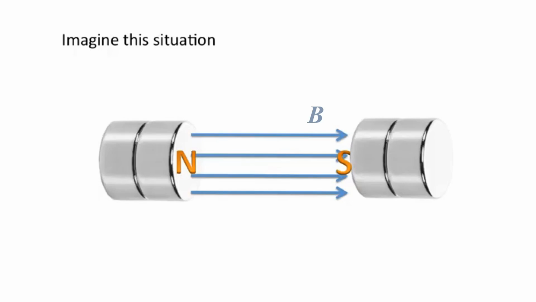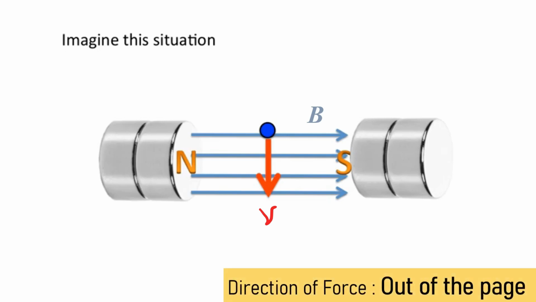Lastly, let's imagine this situation. For magnets that are facing towards each other, here is a positive charged particle and it's moving down. You will see that by using the right-hand rule, the magnetic force will be out of the page. So, please try yourself to get the correct orientation for the right-hand rule.